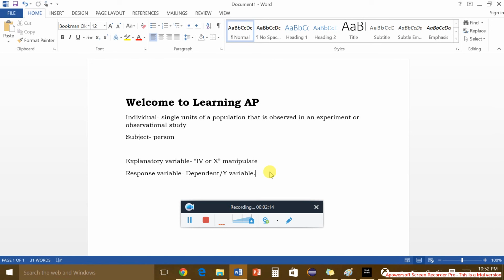For example, if I'm measuring the effect of fertilizer on plant growth, my response variable would be the amount of plant growth in centimeters, inches, feet, whatever it is. The explanatory variable, on the other hand, would be the type of fertilizer. Okay, so I'm changing the type of fertilizer, but I am measuring how much it grows. So that's the difference between explanatory and response variables.